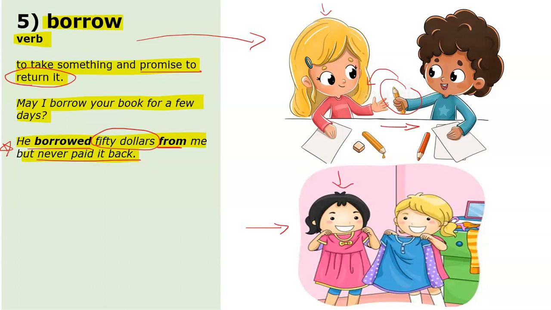You can also borrow things like clothes. Maybe this girl likes blue and this girl likes pink, so she can borrow this dress and she can borrow this dress. Then after they're finished, they can give it back. Did you ever borrow something from a friend? What is the thing that you borrowed?